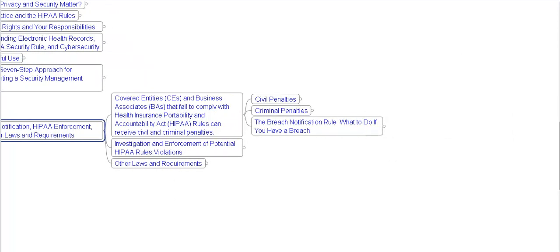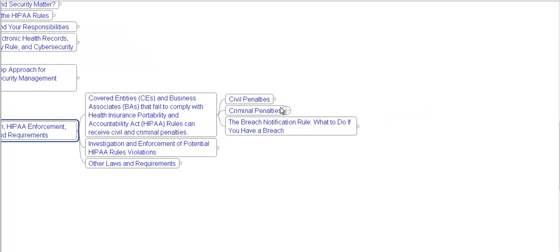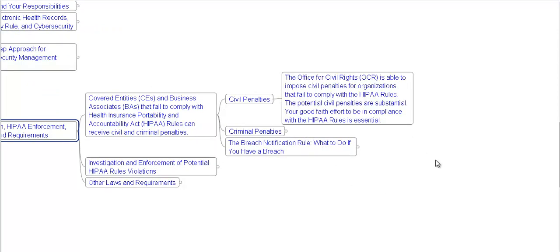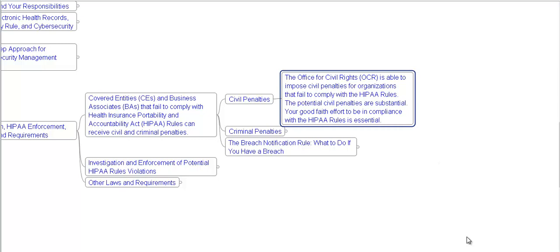Civil penalties. The Office for Civil Rights (OCR) is able to impose civil penalties for organizations that fail to comply with HIPAA rules. The potential civil penalties are substantial. Your good faith effort to be in compliance with HIPAA rules is essential.